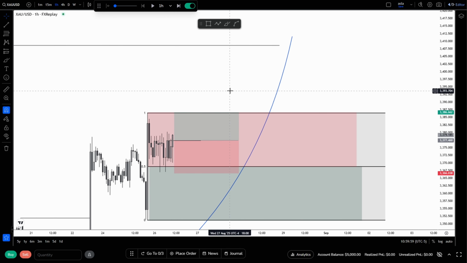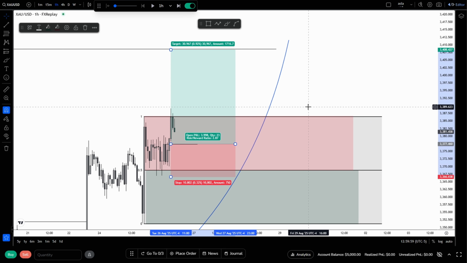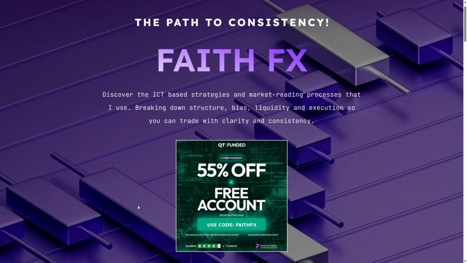And as you can see, price did exactly that. It didn't move aggressively, it was slow, but eventually it reached our targets. And that's all that really matters. So that's how I personally use equilibrium within market structure to find high probability continuation trades. Remember, equilibrium by itself is not a strategy, it's a framework. When you combine it with proper structure, order flow, and confirmation, it becomes a powerful tool instead of just another line on the chart.